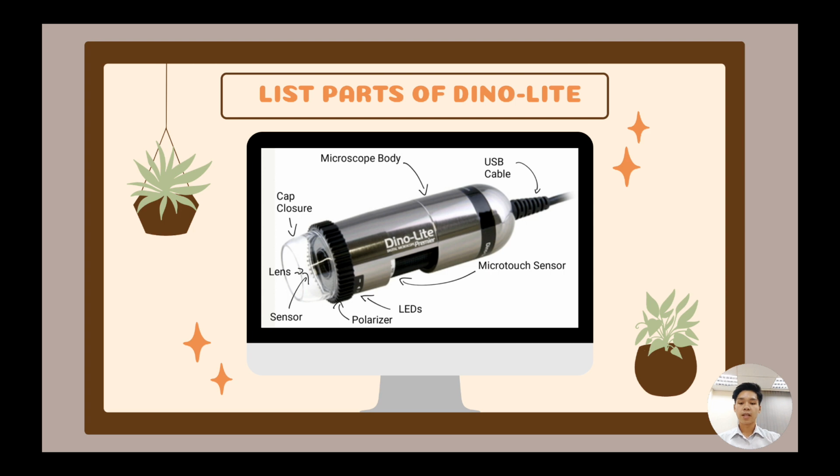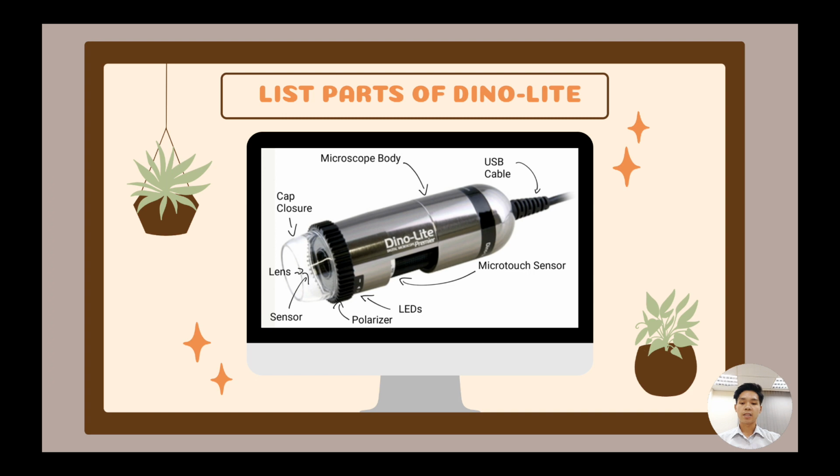Number seven is lens, the glass lens with anti-reflection coating that provides magnification and focus for the image. You can change the magnification by adjusting the working distance between the lens and the object. The magnification range is 20 to 50 and 200.